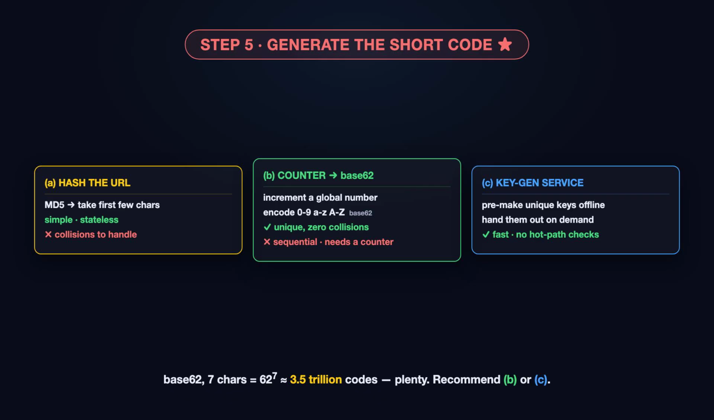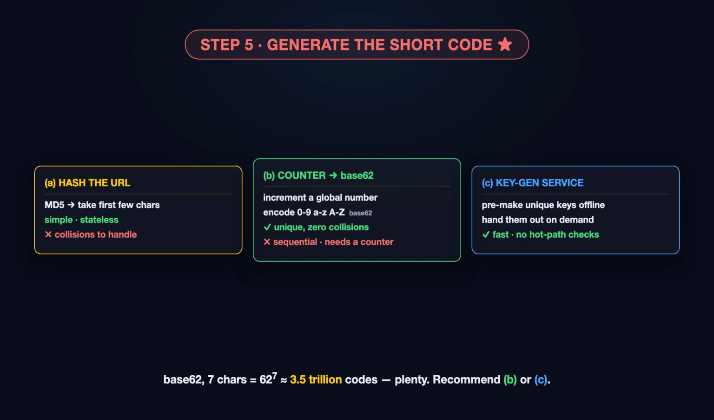Approach 1, hash the long URL, run it through something like MD5, and take the first few characters as your code. It is simple and stateless. The problem is collisions. 2 different URLs, or just truncating a hash, can produce the same short code, and now you need extra logic to detect that clash and retry. It works, but you are managing collisions forever.